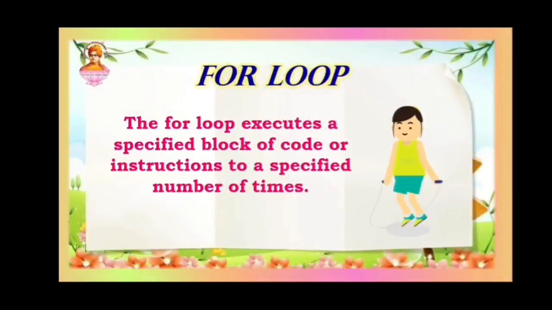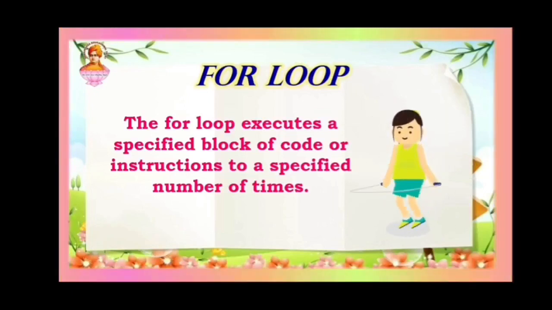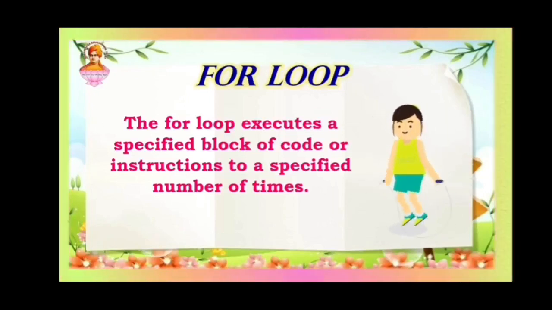The for loop executes a specified block of code or instructions a specific number of times. I told you that in a loop the instruction gets repeated until the process is told to stop. That is called a loop. A for loop is different, because here we know when to stop the process.